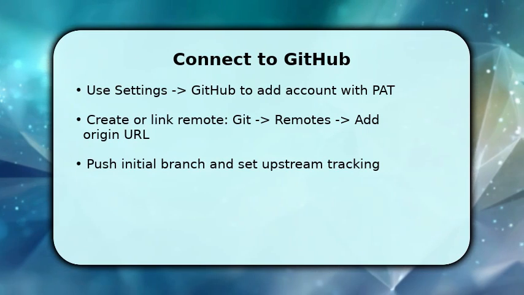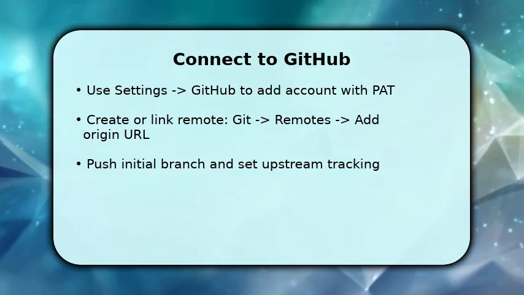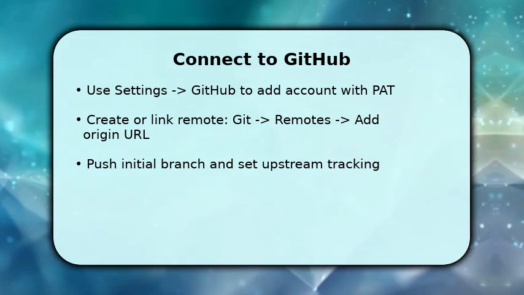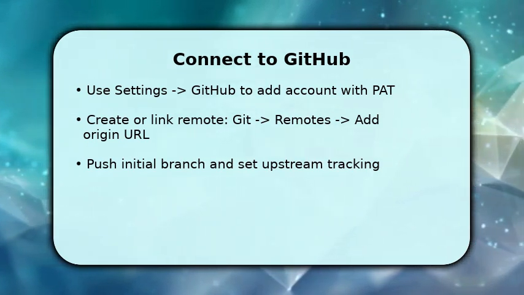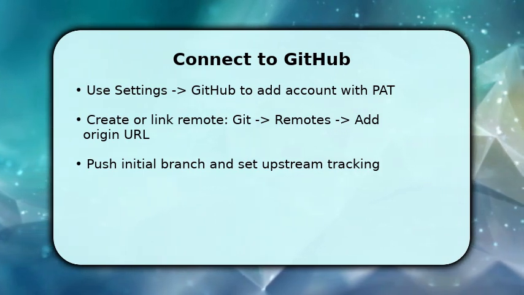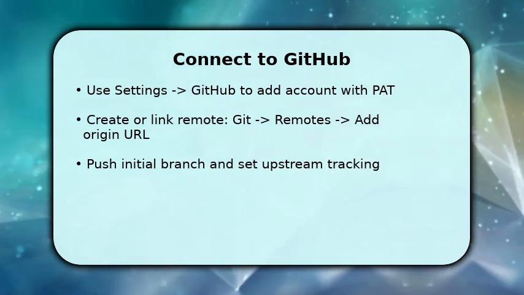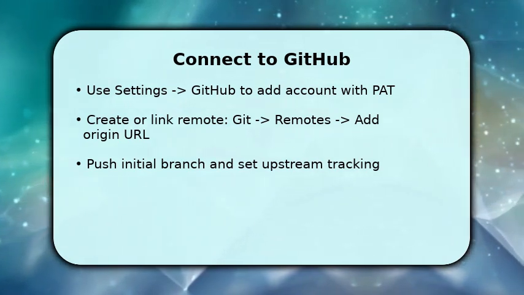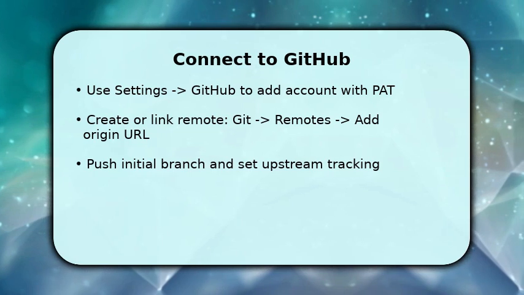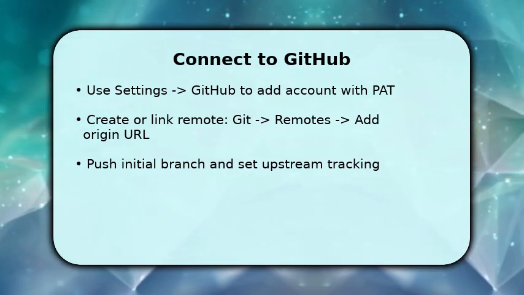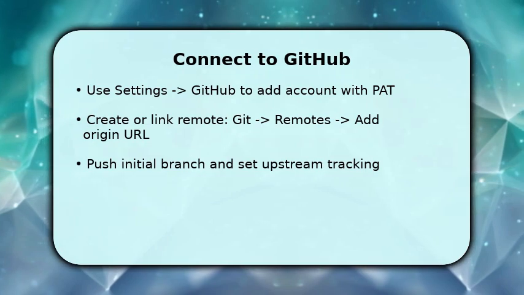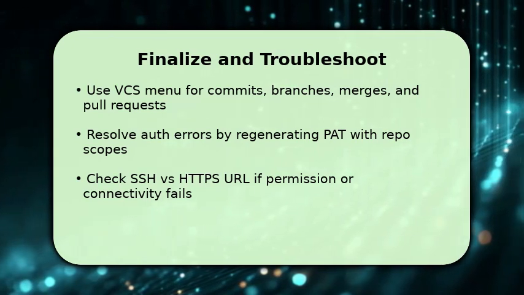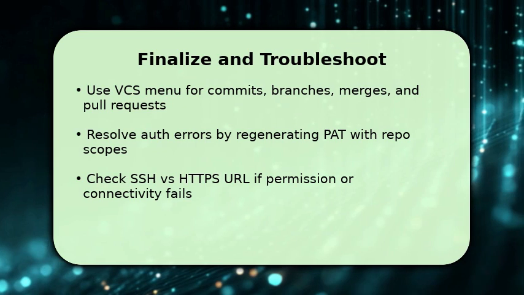Now you'll connect PyCharm to GitHub using your personal access token. In Settings, Version Control, GitHub, add an account and paste the PAT. This grants PyCharm permission to create and push repositories. Then, go to Git, Manage Remotes and add the GitHub repository URL as origin, or let PyCharm create it for you. After adding the remote, push your local branch and set upstream so future Git push and pull use the correct remote automatically. Finish by using PyCharm's VCS tools to commit, branch, merge, and create pull requests directly from the IDE.